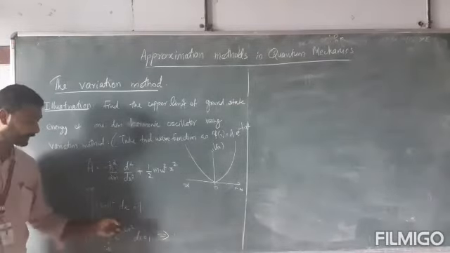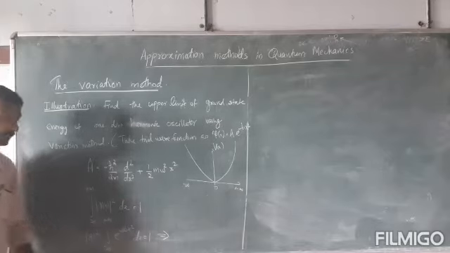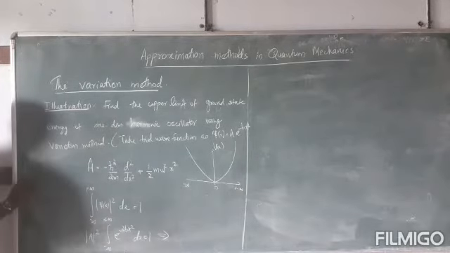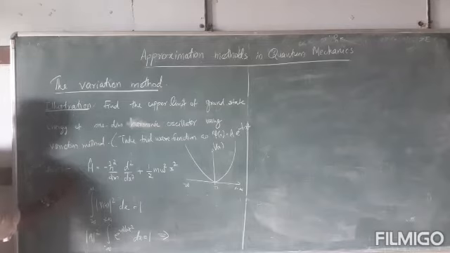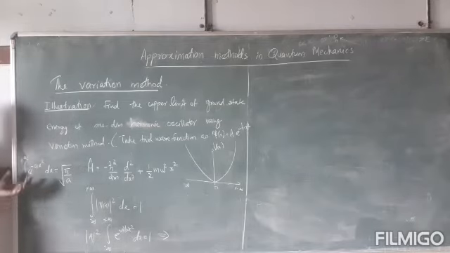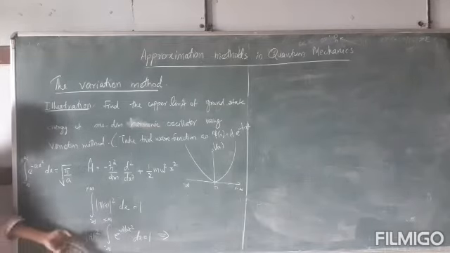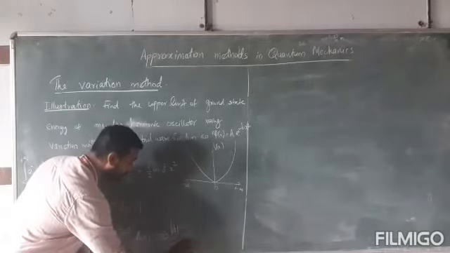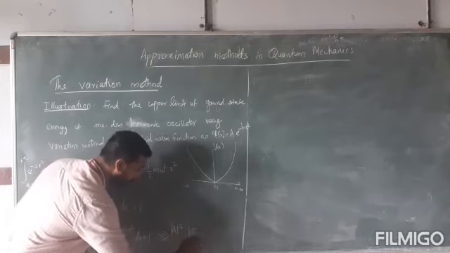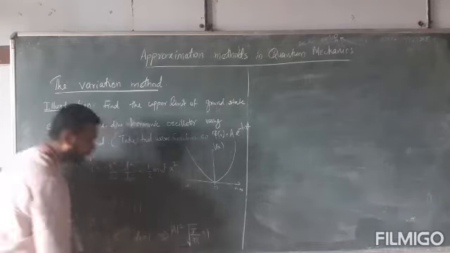Now this is a Gaussian integration and its result is well known. You can remember this formula: the integral from minus infinity to plus infinity of e raised to minus ax square dx is equal to root pi by a. If you remember this formula, then you will get mod A square into root of pi by 2b equal to 1.